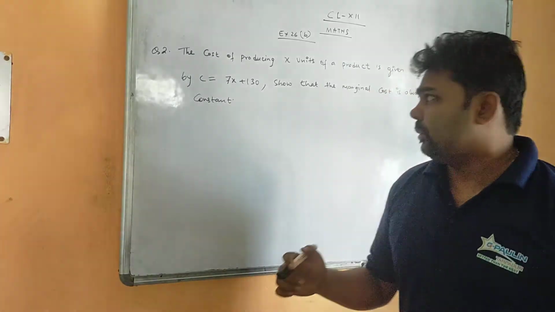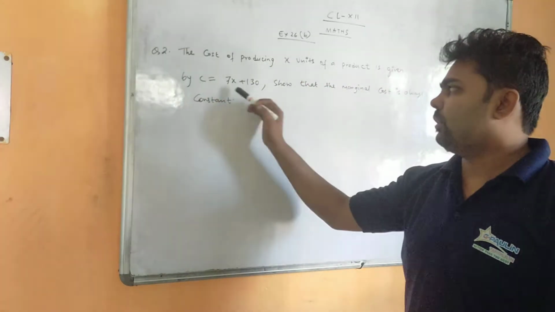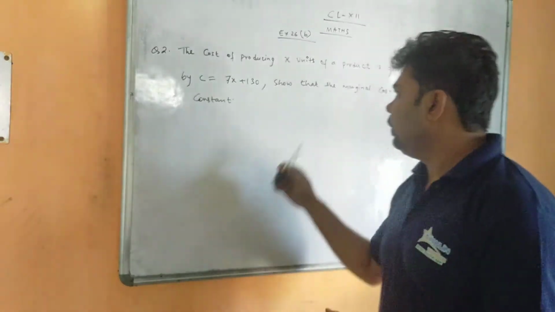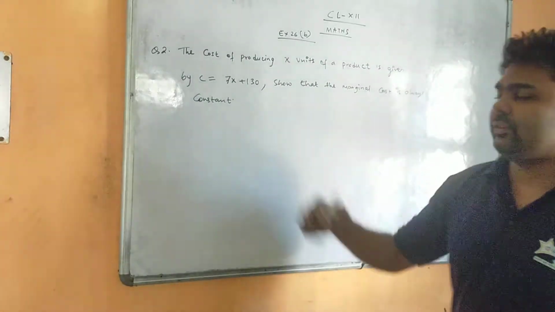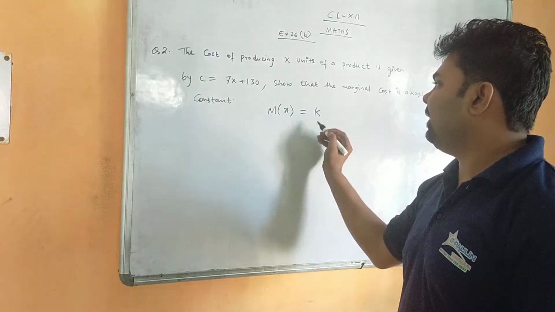So let's see what is question number 2 here. The cost of producing x units of a product is given by C equals 7x plus 130. That is, the cost function is given, and we have to prove that the marginal cost is always constant. That means we have to prove that marginal cost is always constant, any value k.